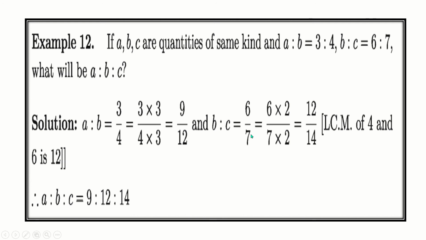And here 6 by 7. So divide 12 by 6. As a result, 6 into 2 divided by 7 into 2. Here will be 12 by 14. That means this part and this part are the same, and the ratio will be 9 is to 12 is to 14. Clear?